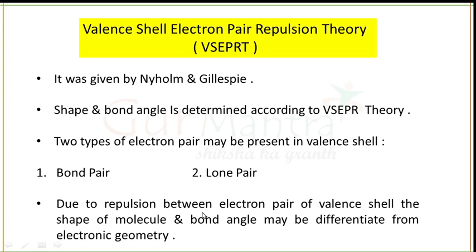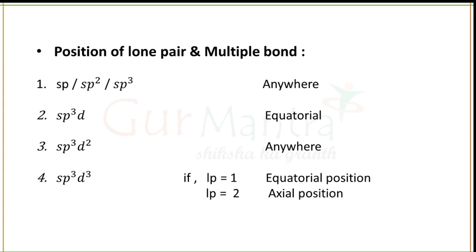Due to the repulsion between electron pairs of the valence shell, the shape of the molecule and bond angle may differ from the electronic geometry. VSEPR theory is based on the observable electron density rather than the mathematical wave functions. VSEPR has a physical basis in quantum chemical topology methods such as ELF and the quantum theory of atoms in molecules.